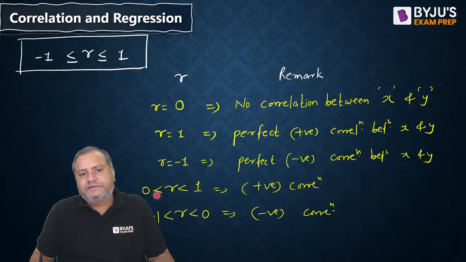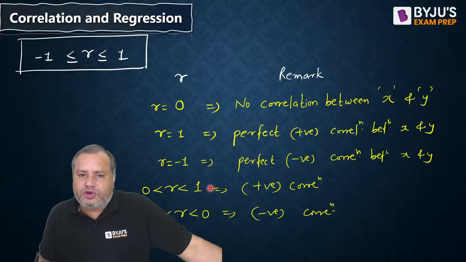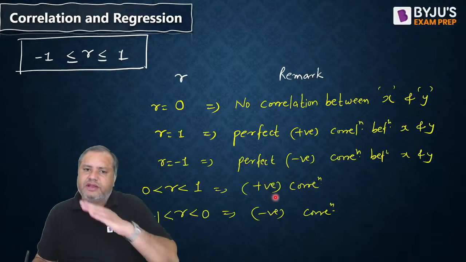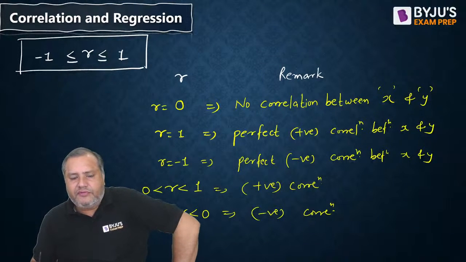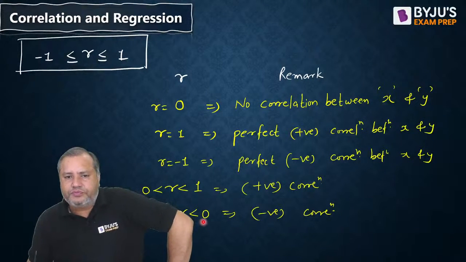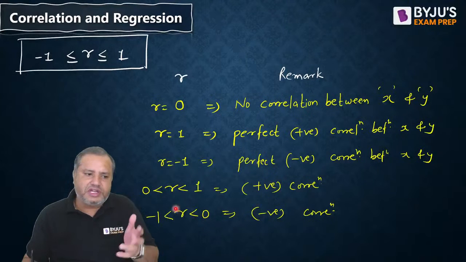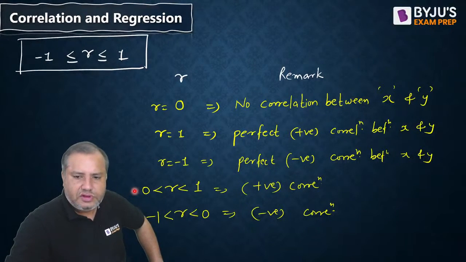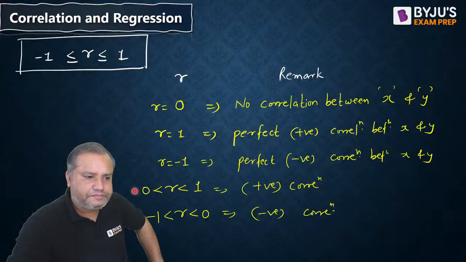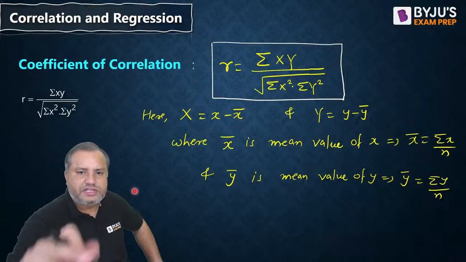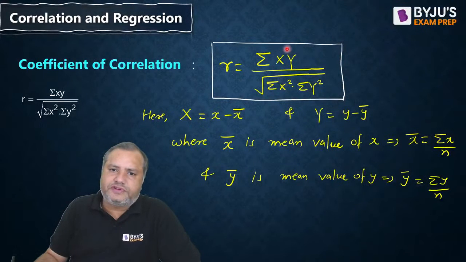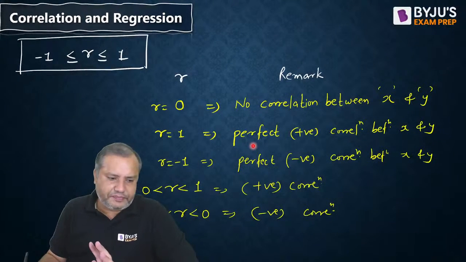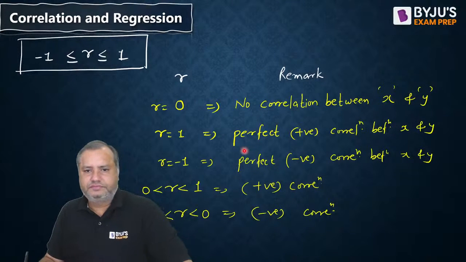And R lying between 0 to 1 is representing an intermediate position where just the variable increases. And when R is lying between minus 1 to 0, this also shows negative correlation: when one variable increases, other decreases. So understood this one? So this is the formula to calculate coefficient of correlation, and this is the conclusion step. Understood everyone?